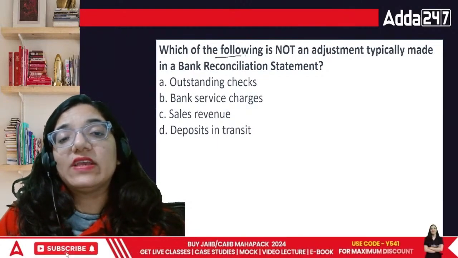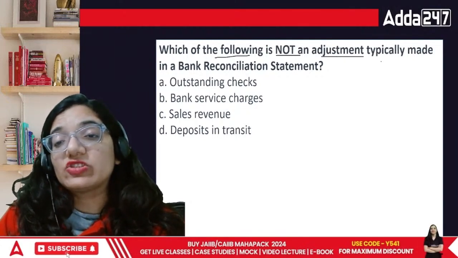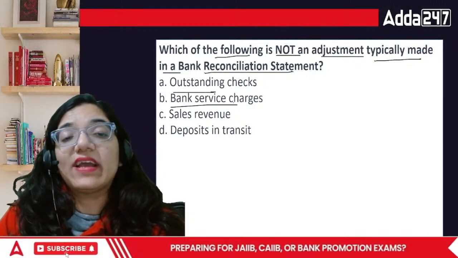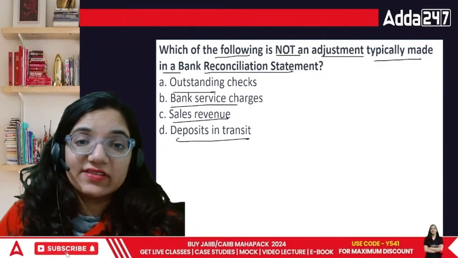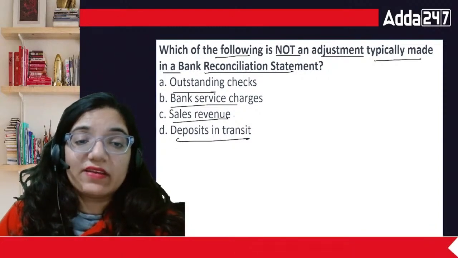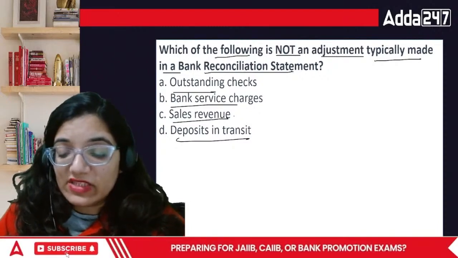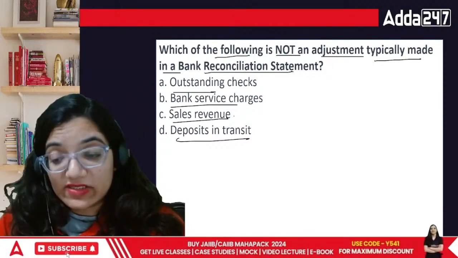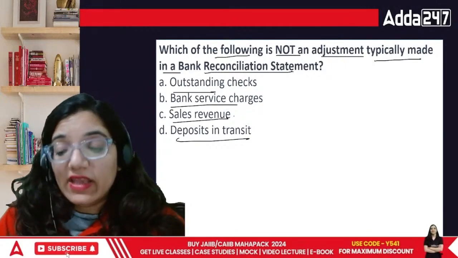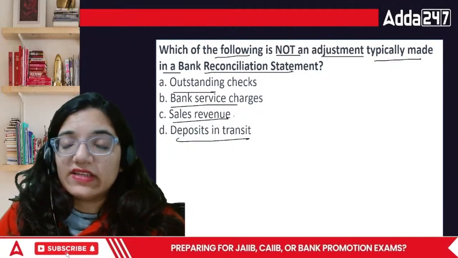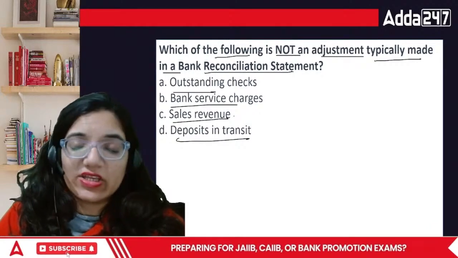Which of the following is not the adjustment typically made in the BRS? Outstanding checks, bank service charges, sales revenue, or deposits in transit? See, a bank reconciliation statement talks about many things. It talks about the errors in the cash book, errors in the passbook, adjustments to be made, if there is any.